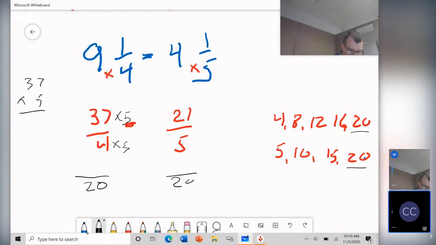5 times 7 is 35. We're going to carry the 3. That's 15 plus the 3 is 18. So this one's going to be 185 over 20, minus 5 times what equals 20.